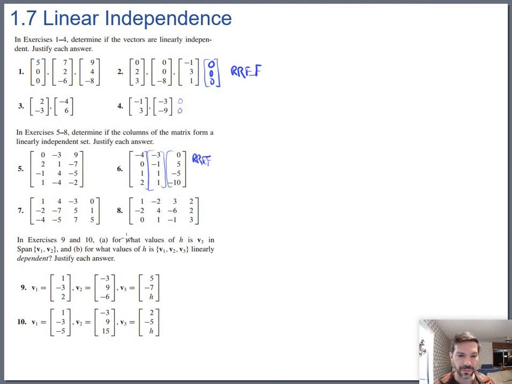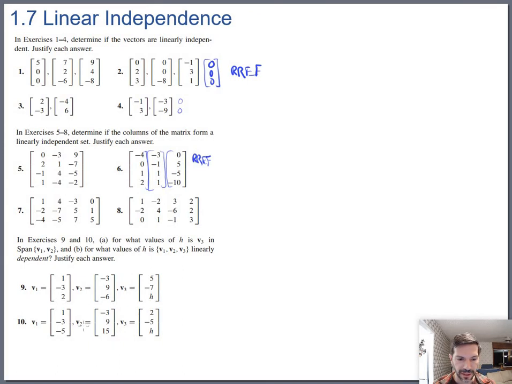Okay, moving on to 9 and 10. It's a 2-part question. A says, for what values of h is the third vector in the span of v1 and v2? So that means some combination of v1 plus some combination of v2 equals v3. And B says for what values of h is the whole set linearly dependent, which isn't necessarily the same question.